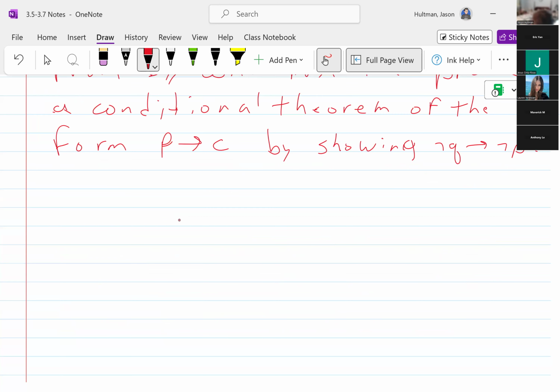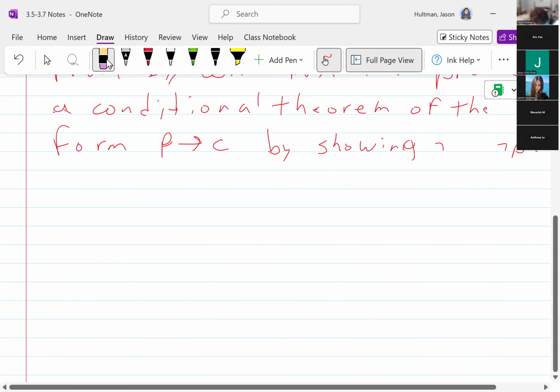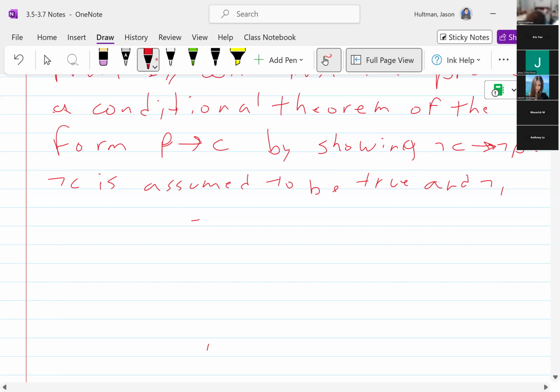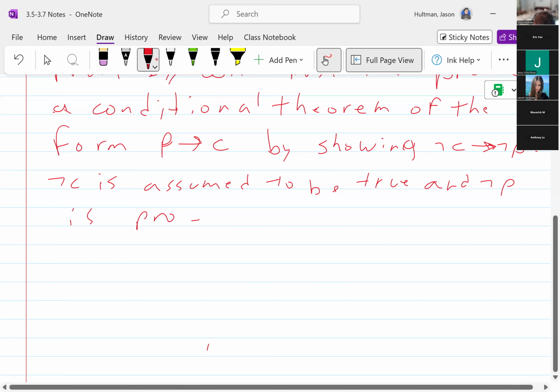Not Q is assumed to be true, and not P is proven true. Sorry, I mean not Q, not C. Okay, not Q is assumed to be true, and not P is proven true.